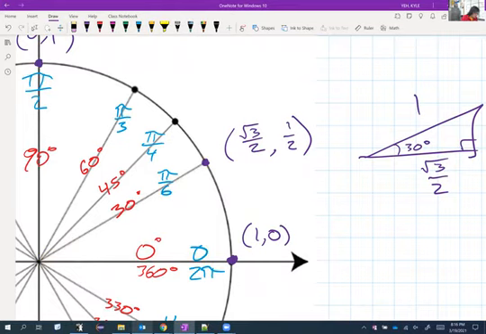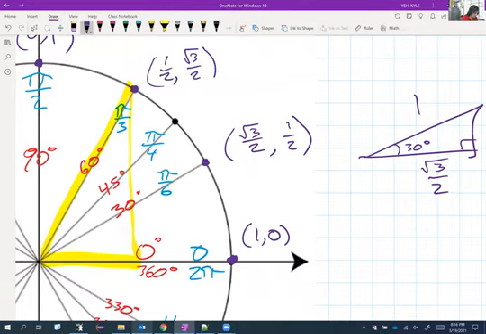Well, then what about this 30, 60, 90 triangle? Still a 60, 30, 90 triangle. The longer leg is up. So that means the short leg is the x, 1/2. And the long leg is the y, root 3 over 2. Using that, we can fill in a bunch of the other ones around the circle.